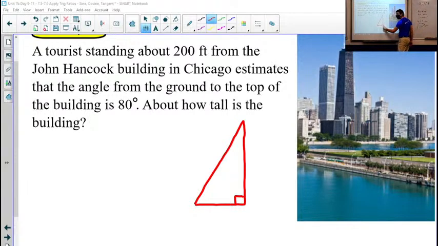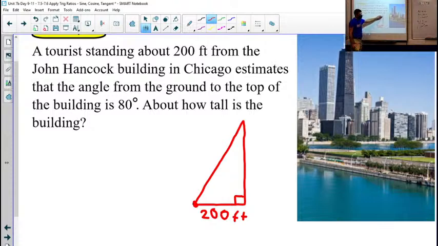Standing 200 feet away is your distance along the ground. This is my 200 feet. 80 degrees is the angle from the ground to the top of the building. Here's your 80 degrees.